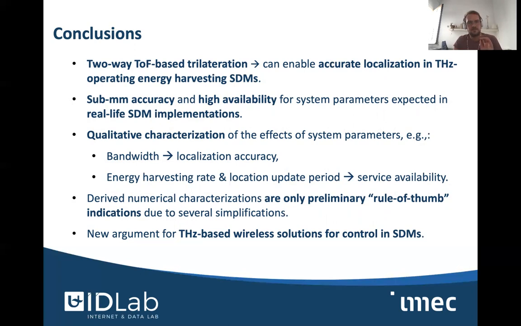We've made several simplifications in this work, so please treat these results as just first insights and qualitative characterizations. Quantitatively, things could still change, though we are working on more accurate modeling of the system, and it seems that the accuracy and availability still hold when you increase the complexity of the whole system. And we believe this provides a new argument for the utilization of terahertz-based wireless solutions for controlling SDMs.